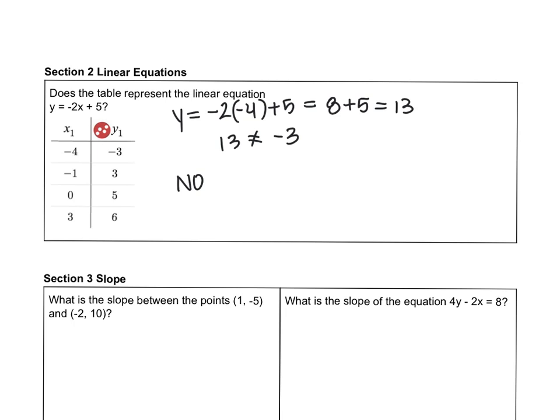If it had equaled negative 3, I would have needed to keep checking values to make sure that it matches. Just because one of the values match does not necessarily mean that the table represents the linear equation we're given. You needed to check all of the values. Whereas on the reverse side of things, if there's one value that doesn't match, I can automatically say that it does not represent the equation.